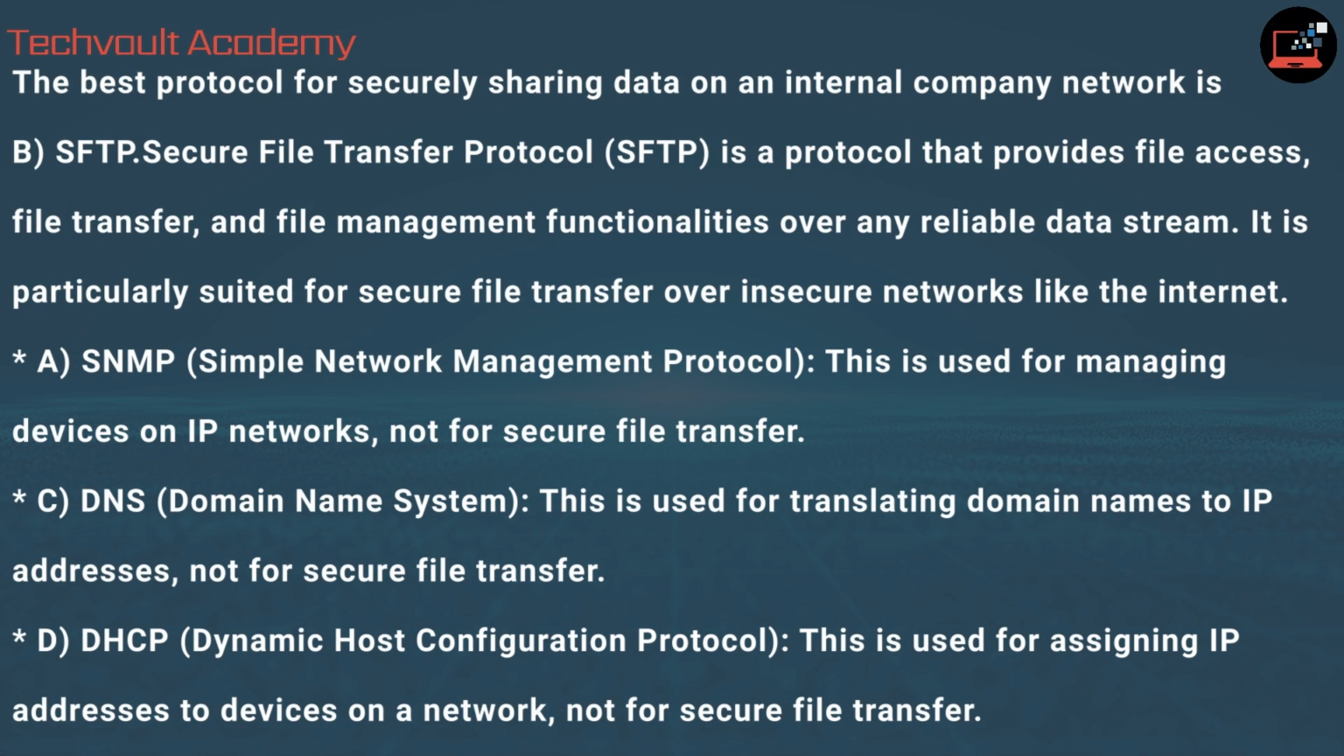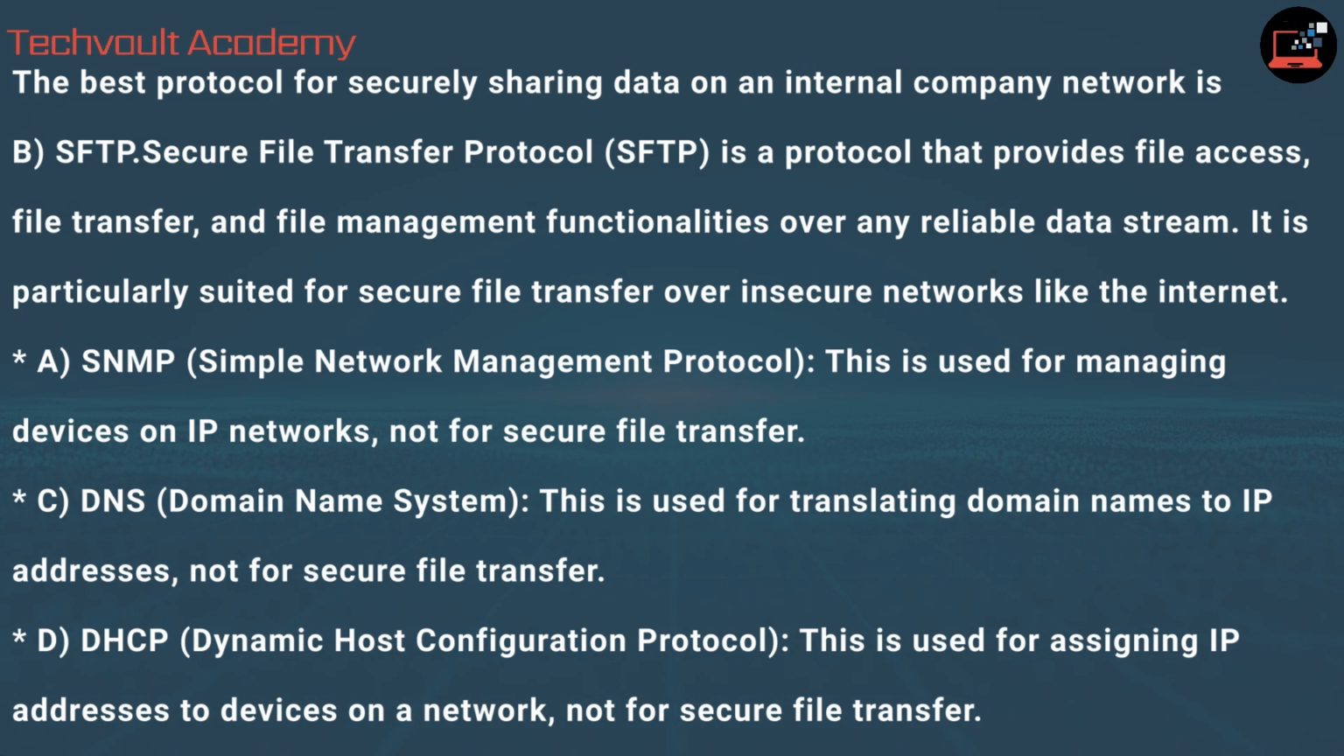The best protocol for securely sharing data on an internal company network is B. SFTP, Secure File Transfer Protocol. SFTP is a protocol that provides file access, file transfer, and file management functionalities over any reliable data stream. It is particularly suited for secure file transfer over insecure networks like the Internet.